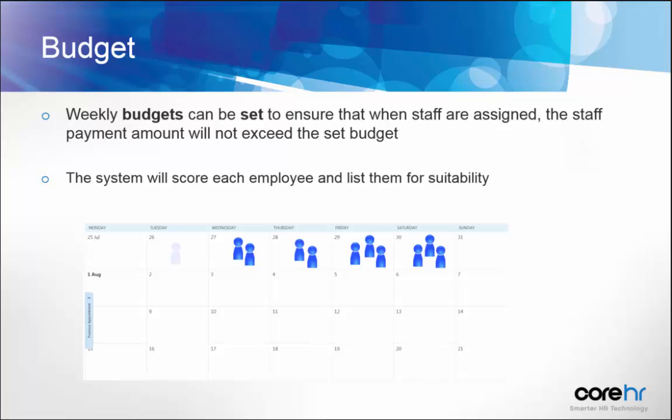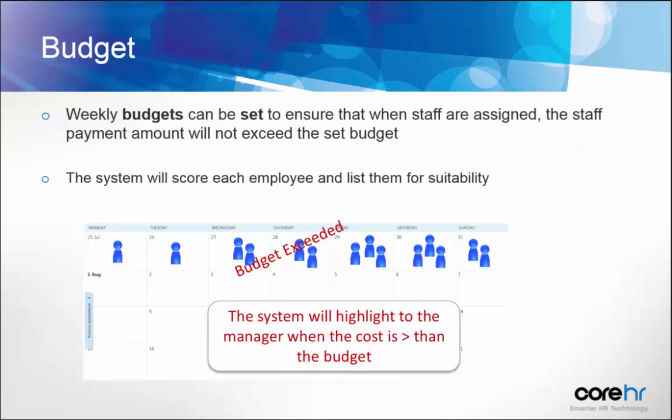In this example, we can see the system rostering staff, and when the budget has been exceeded, the system will highlight to the manager when the cost is greater than the budget. The manager must then decide whether to reduce the number of staff working or to swap shifts with people on a lower rate of pay to meet the budget requirements.